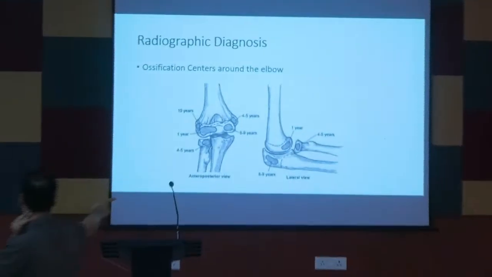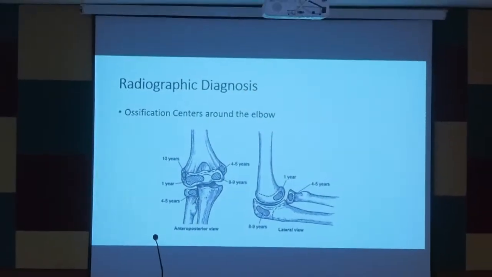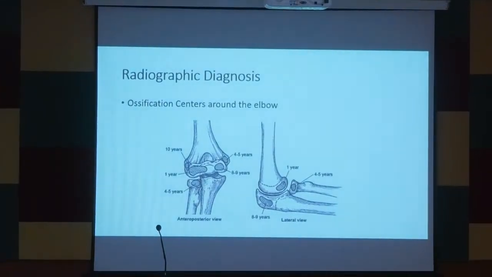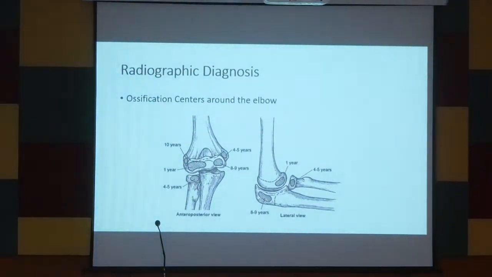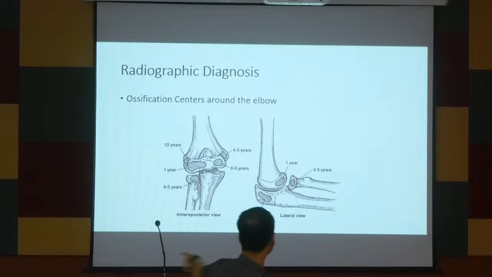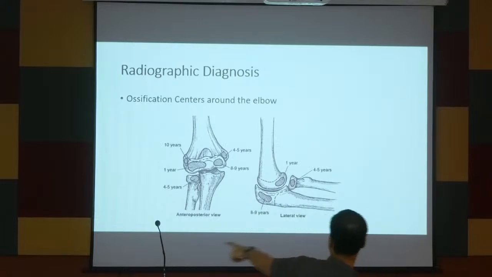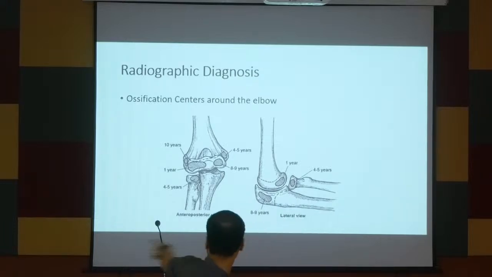Okay, this is illustrated. Capitulum is the first thing to appear, 1 to 2 years. Next is the radial head, 4 years. Then you have the medial epicondyle, 4 to 5 years. Then the trochlea, 8 to 9 years. Olecranon, 8 to 9 years, I have written 10 years.